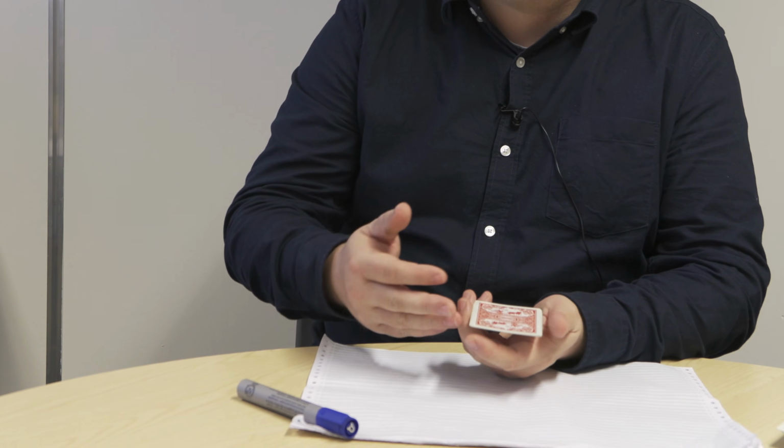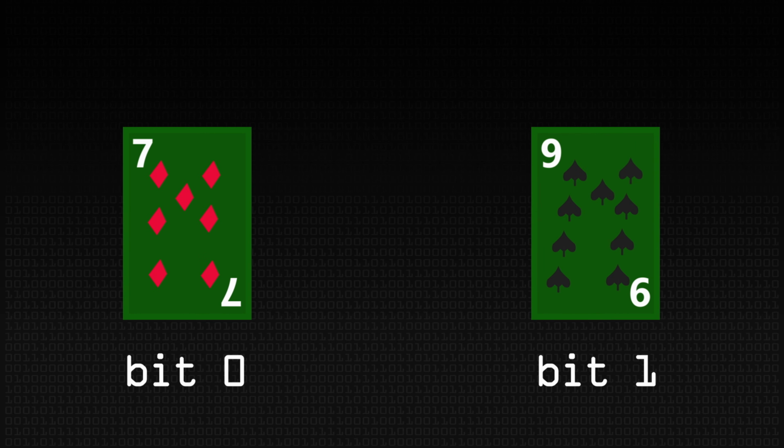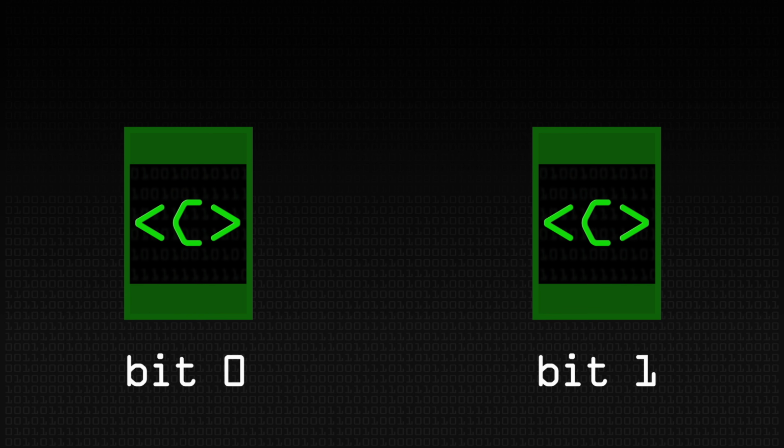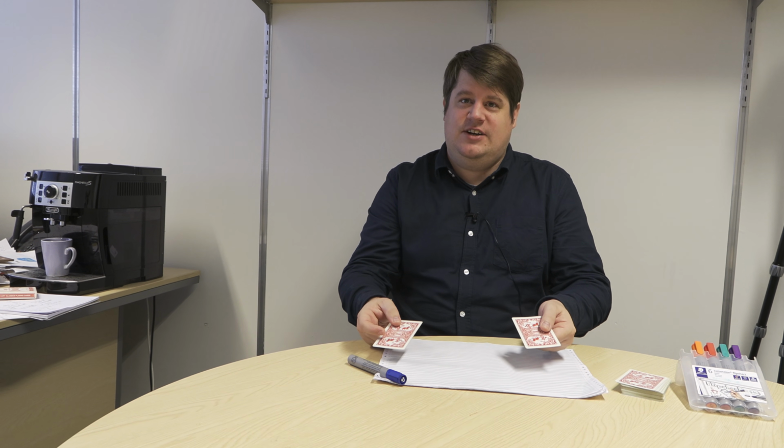I'm putting them here and I want you to read the value of one of these cards, but you don't want me to know which one of the 2 cards you've read, right? So you're thinking of a bit 0 corresponding to this card, the 7 of diamonds, bit 1 corresponding to this card, the 9 of spades, and I'm not supposed to know which card you're thinking of.